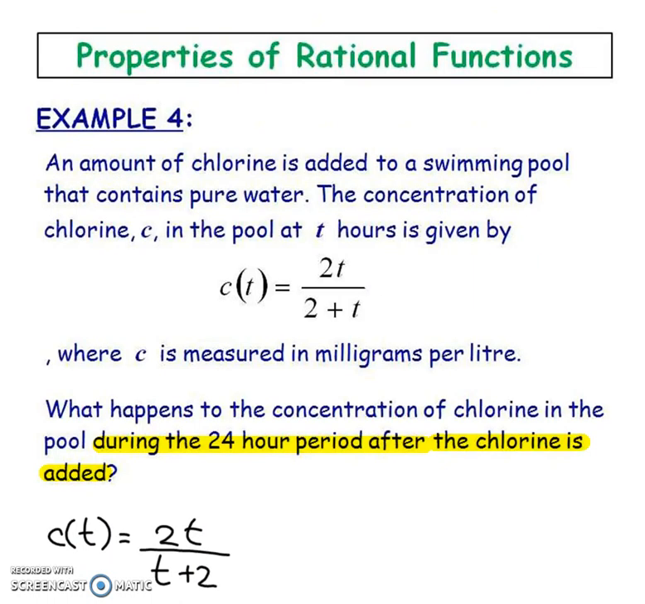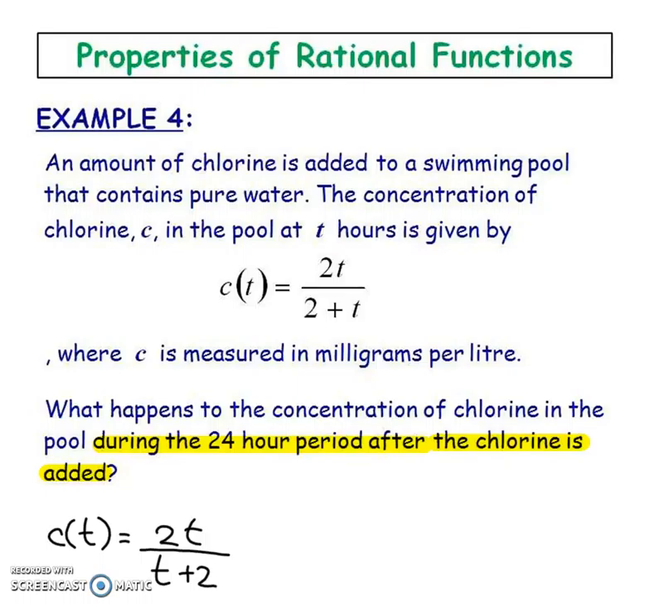The last example I'm going to show you is a word problem. So this word problem is a little tiny bit tricky. An amount of chlorine is added to a swimming pool that contains pure water. The concentration of chlorine, which is C, in the pool at time t hours is given by a certain function. Notice that the function has a linear on the top and a linear at the bottom.